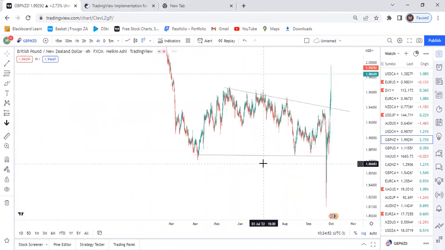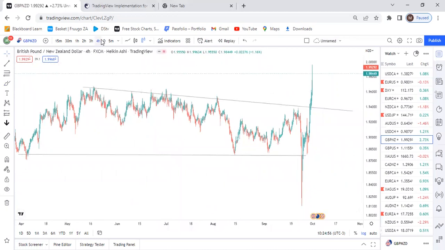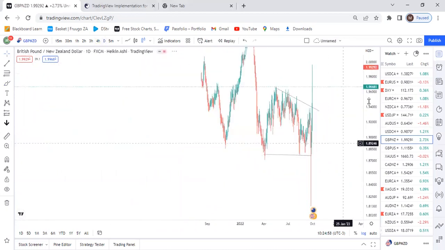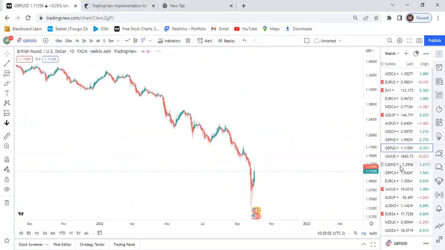You can see this one, this is a structure, but then this one was very affected by the news, these spikes. So let me pick something else.